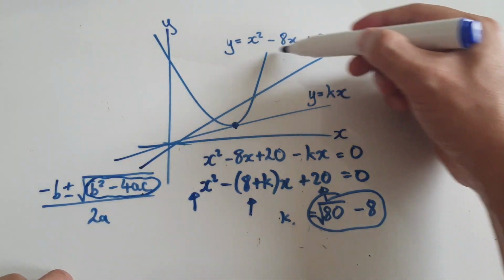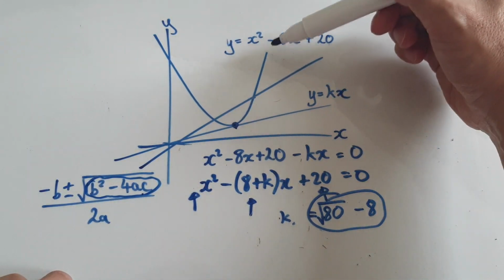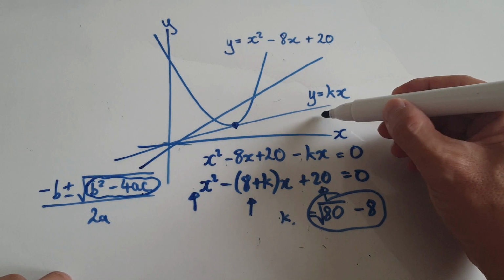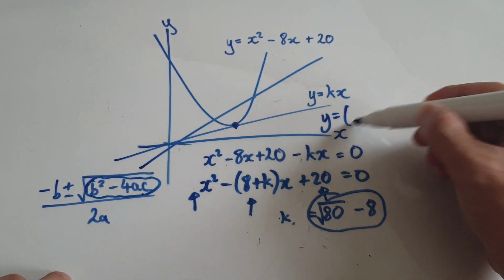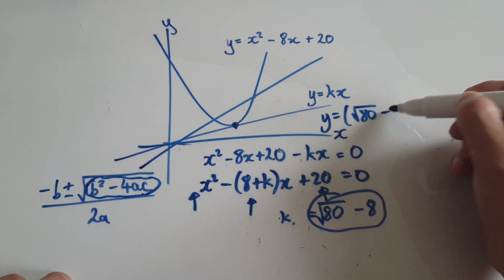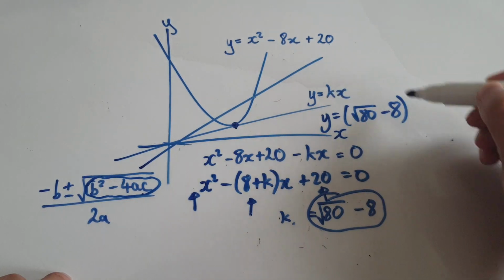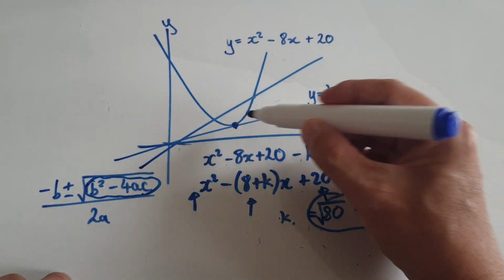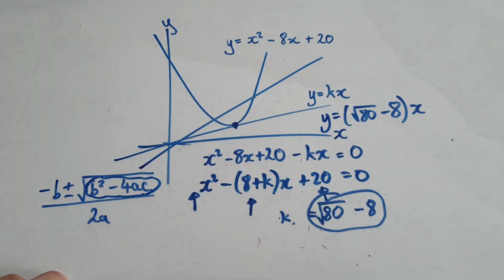So if you punch this into a graphical calculator, it will give you this quadratic. And then punch in y equals bracket root 80, take away 8, x. This will be a straight line, and you're going to get exactly one solution, okay?